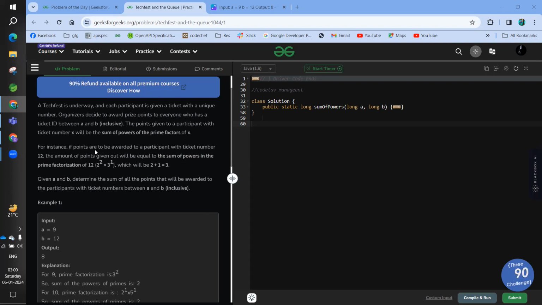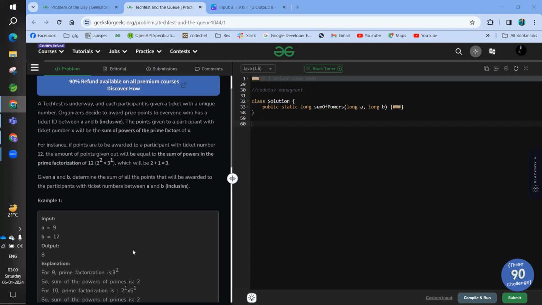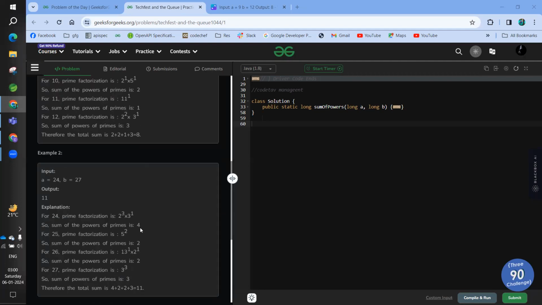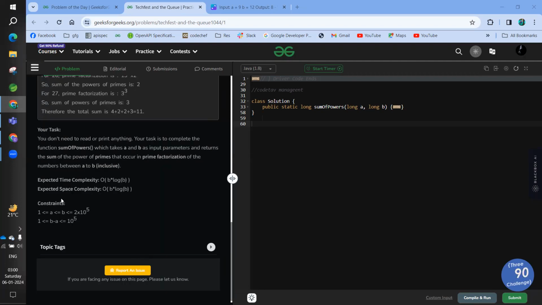For instance, if points are to be awarded to a participant with ticket number 12, the amount of points given out will be equal to the sum of powers in the prime factorization of 12. So 2 squared times 3 to the 1. The powers are 2 and 1, so 2 plus 1 will be 3. These are the examples. And here the time complexity and space complexity is order of B log B.